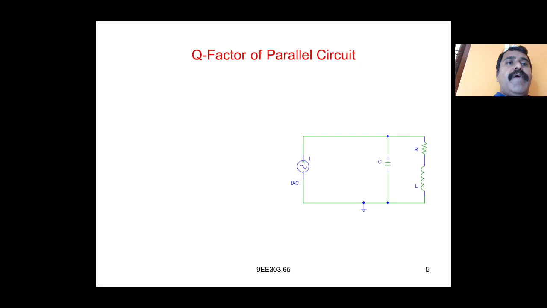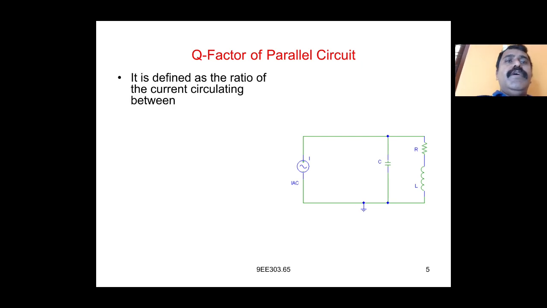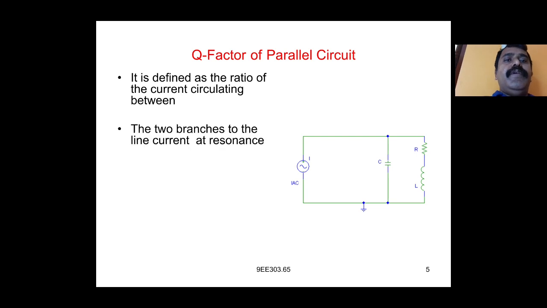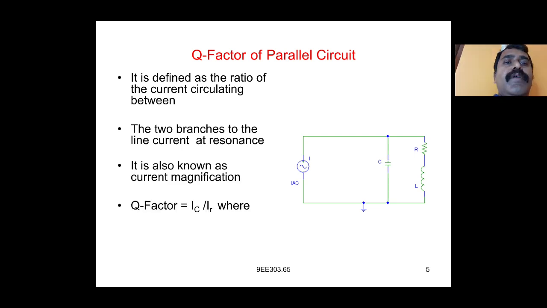So the Q factor of the parallel circuit, again we express, is defined as the ratio of the current circulating between the two branches to the line current at resonance. It is also known as the current magnification. Q factor is nothing but IC by IR, where IR is the line current at resonance.